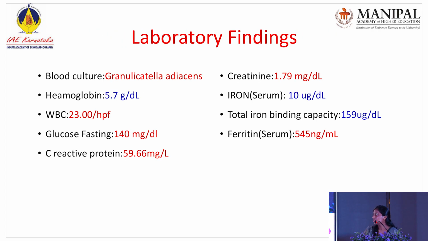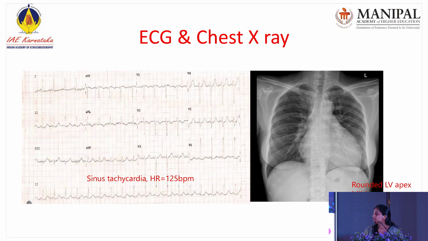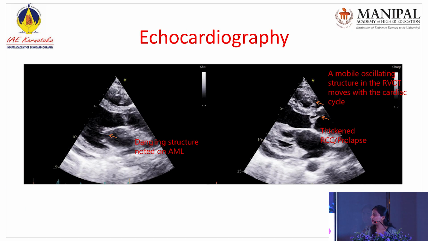Laboratory findings: her blood culture revealed Granulicatella adiacens. Her hemoglobin, iron level and total iron binding capacity were low, ferritin level was high, and her WBC count, CRP and creatinine level were high. Her ECG showed sinus tachycardia with no ST-T changes, and X-ray showed mild cardiomegaly.